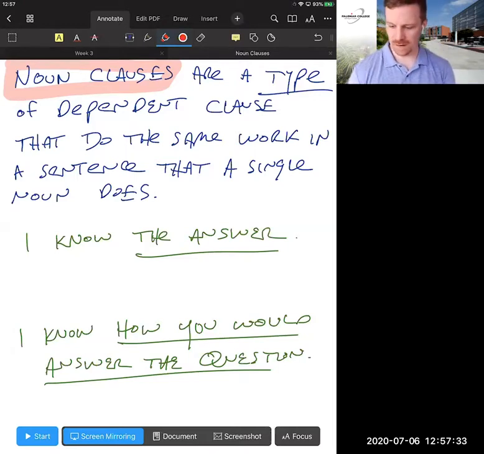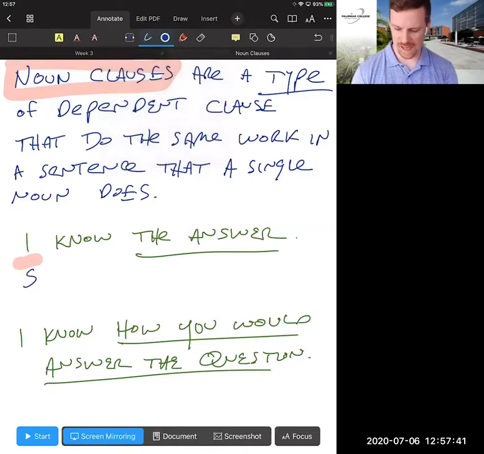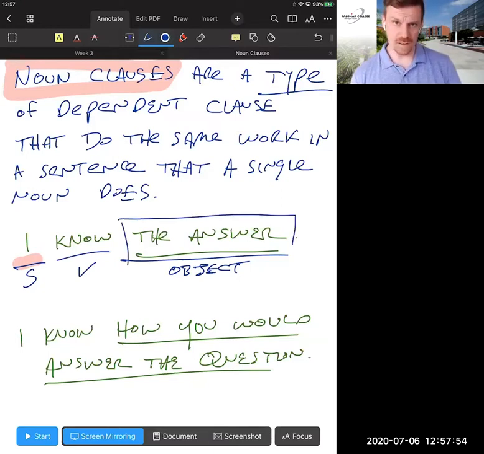For example, here I have a sentence that says, I know the answer. So here, whoops, this is the highlighter. Here we have our subject, which is I. We have our verb, and then we have this, which is our object. In English, in sentences, your nouns can be subjects or they can be objects. Here we have the answer as an object.